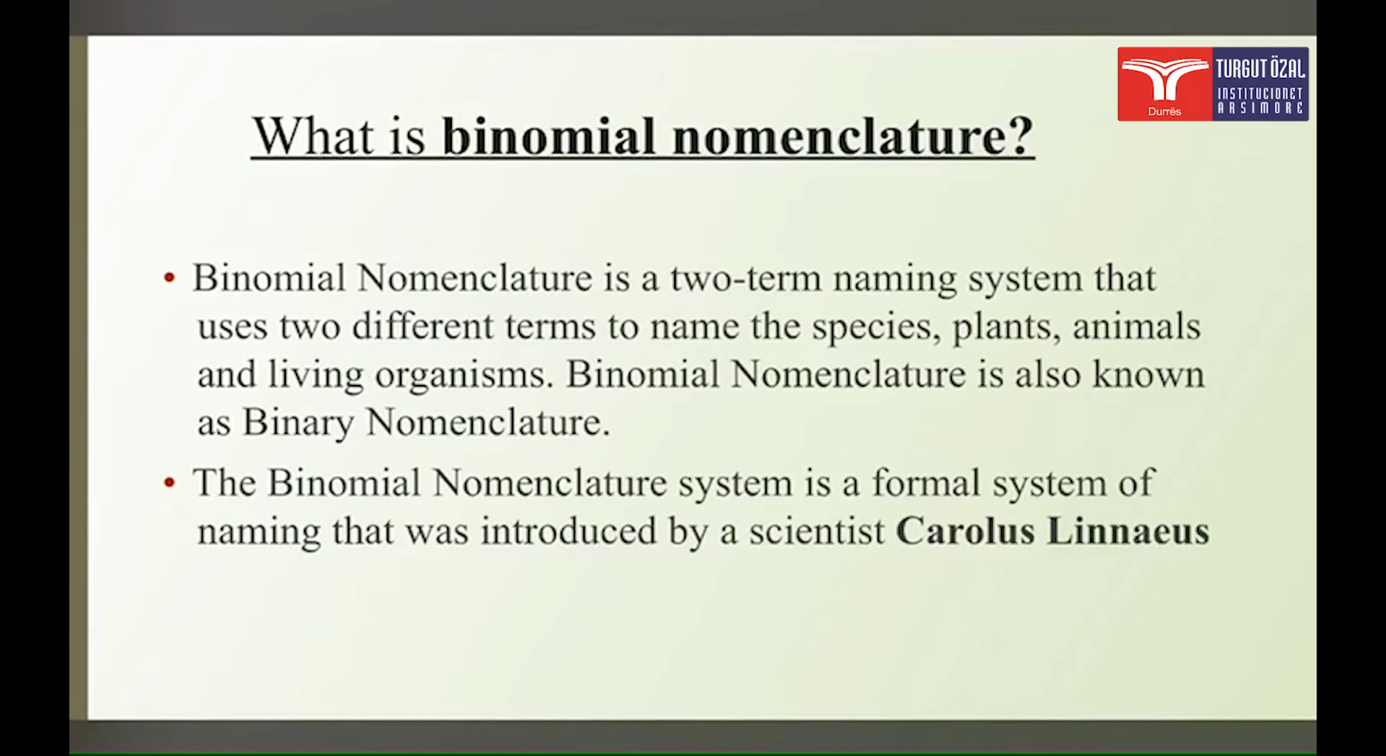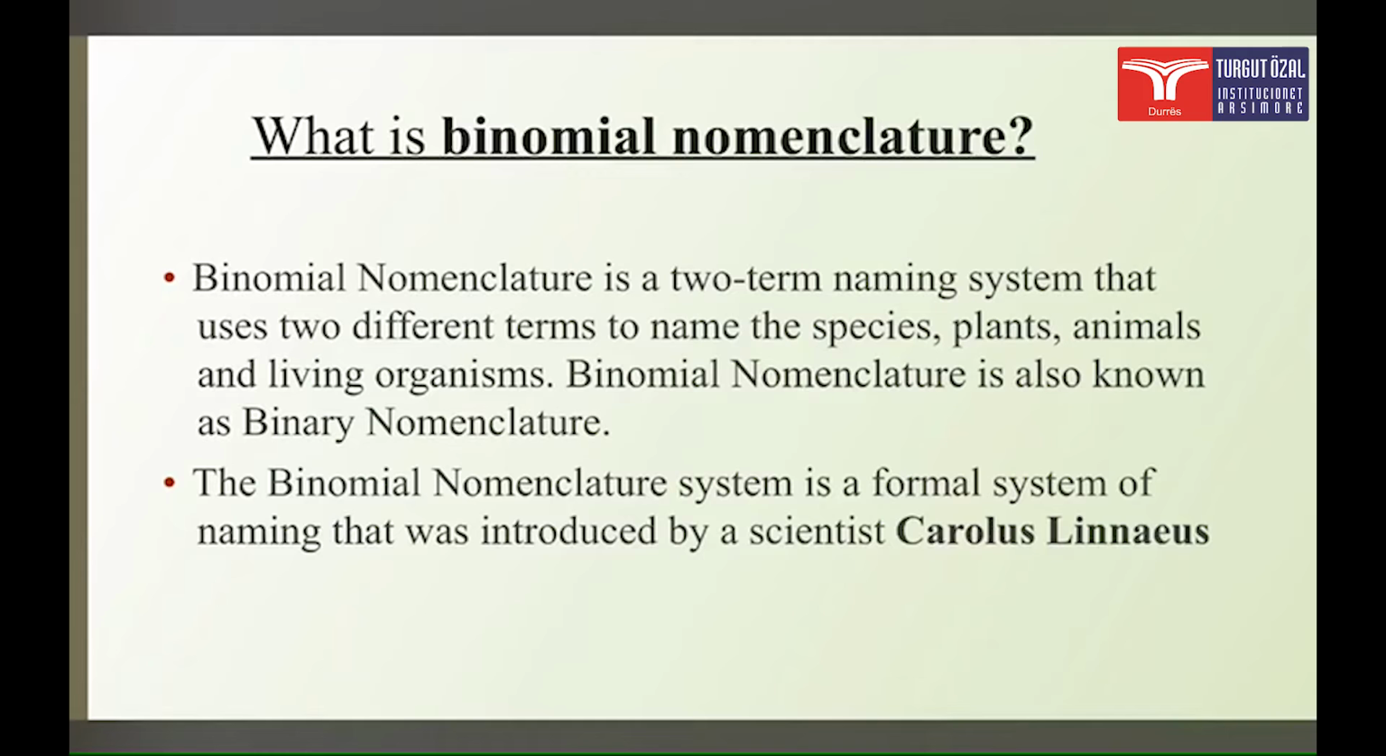Until now, we learned how to identify living things according to their characteristics. But how can we name organisms? Scientists have used binomial nomenclature to name organisms. But what is binomial nomenclature? You have to know that binomial nomenclature is a 2-term naming system that uses 2 different terms to name the species, plants, animals, and living organisms. Binomial nomenclature is also known as binary nomenclature.